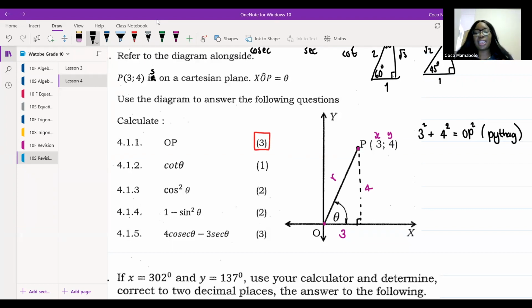Then from here, we're going to skip a couple steps. We're going to go 9 plus 16 is equal to OP squared. From here, we're going to go OP is equal to the square root of 25. Therefore, OP is equal to 5 units. 1 mark for this and your reason, 1 mark for getting to 25, and 1 mark for the final. 3 marks. Okay, give me a thumbs up if you got all 3 marks for that question.